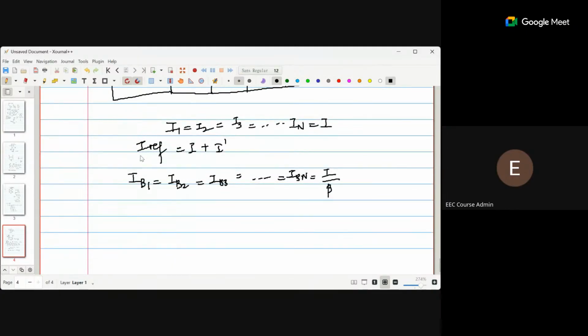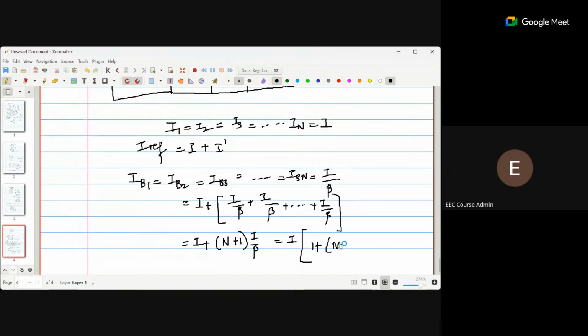So what we will have for the reference is I plus I prime. So I plus this will be I by beta plus I by beta plus etc. How many stages you have? Those many I by betas. Then that will be I plus, if you have n stages, n plus 1 into I by beta. So that will be I into 1 plus n plus 1 by beta.